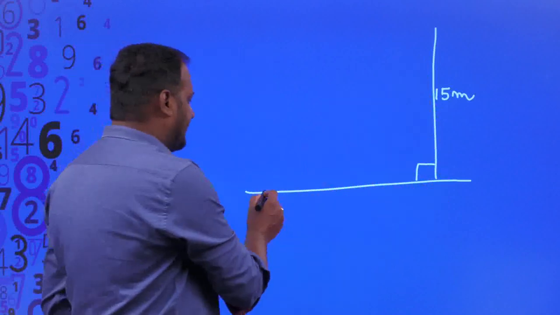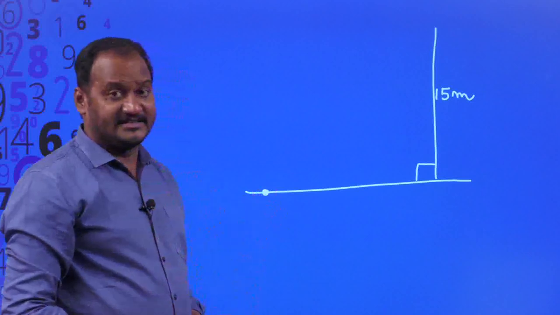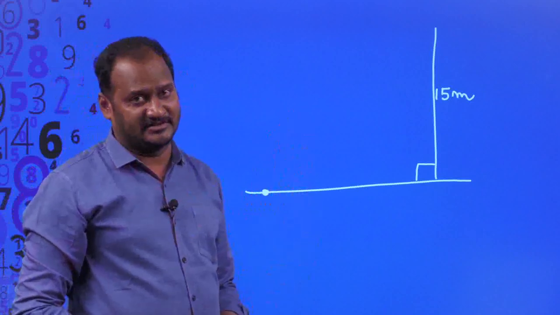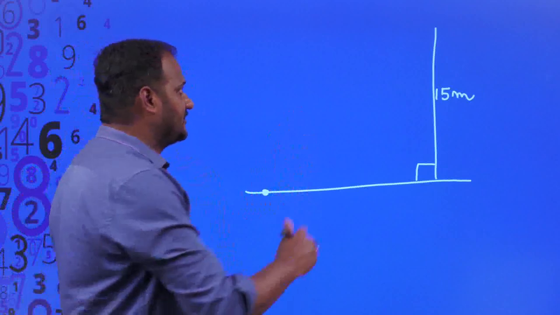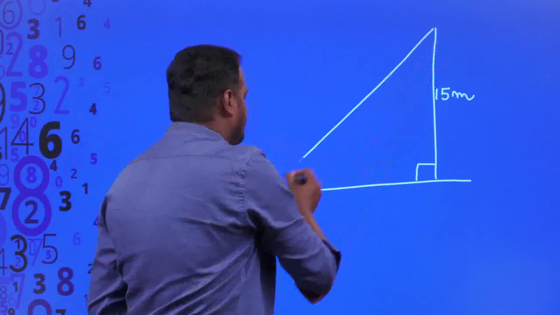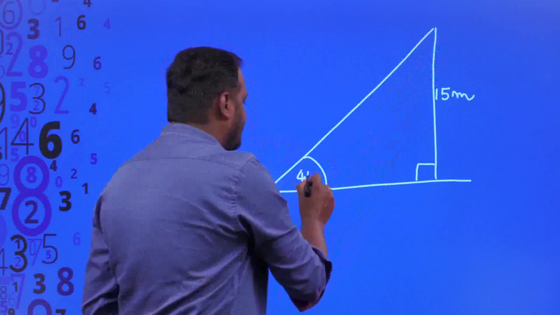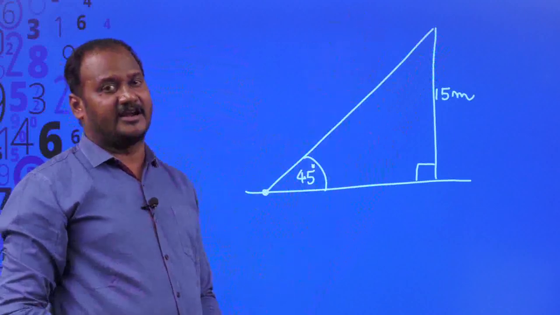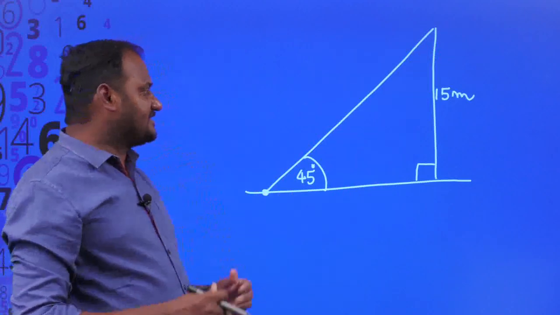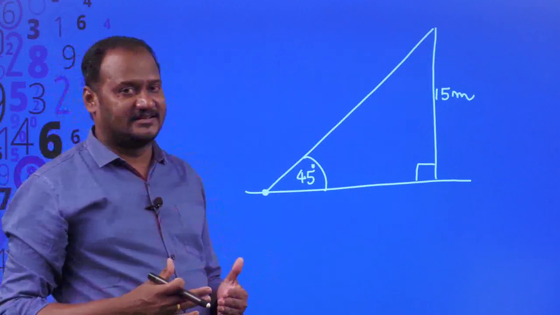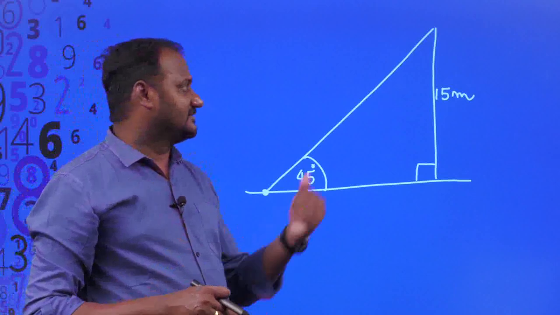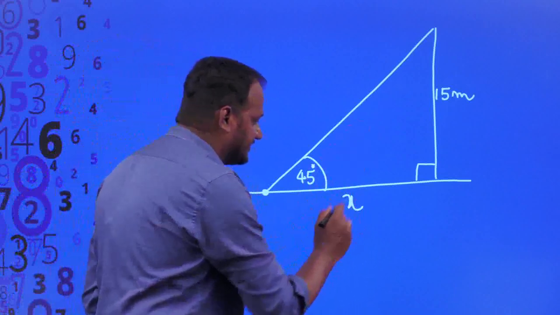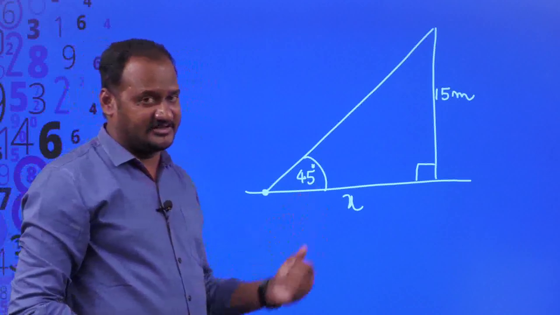Suppose there is a person standing at some distance, and he is observing the top of the telephone tower at an angle of 45 degrees. He is observing the top of the telephone tower at an angle of 45 degrees. Now, I just want to know, what is the horizontal distance of the person from the tower? I just want to find out this horizontal distance. Did you understand what is the question here?